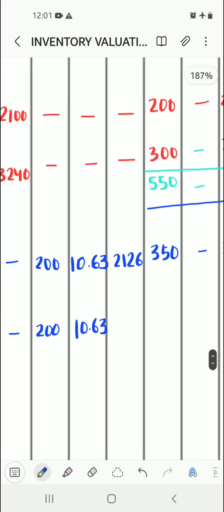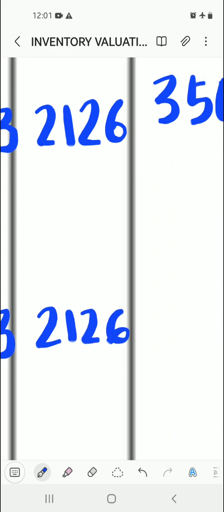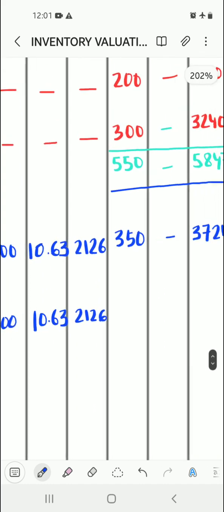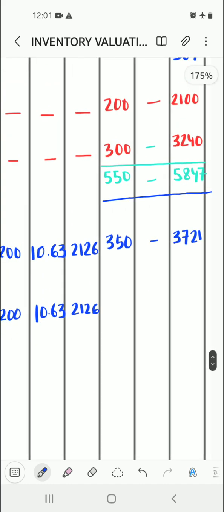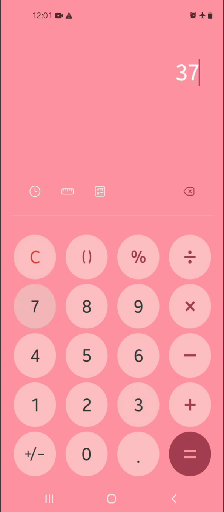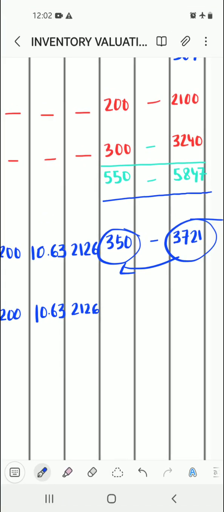Now 10.63 into 200 amounts to 2126. We were left previously with 350 units and 3721. So if we divide 3721 by 350, let's see what we get. 3721 divided by 350, 10.63. The same number. Why? Because it had changed proportionately at the same rate, that is why.